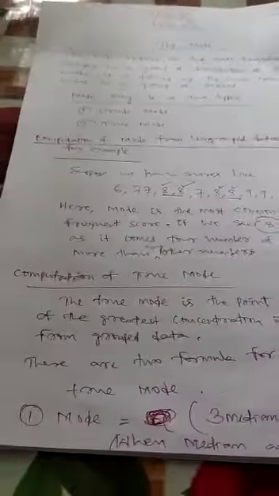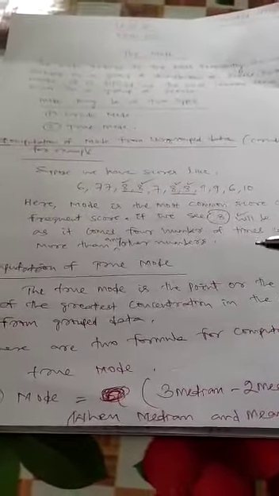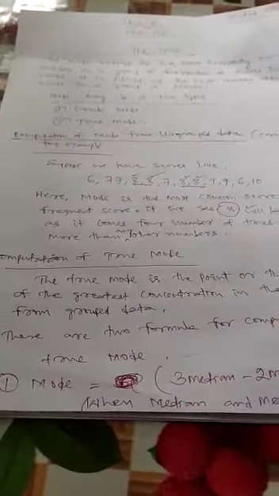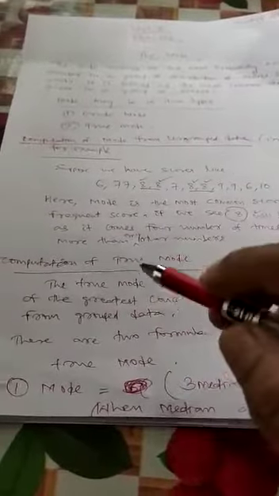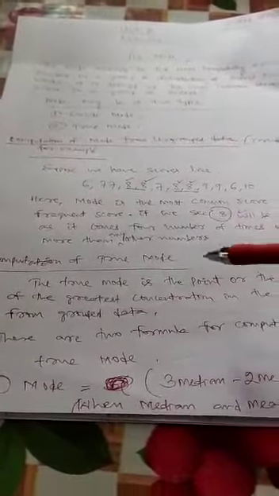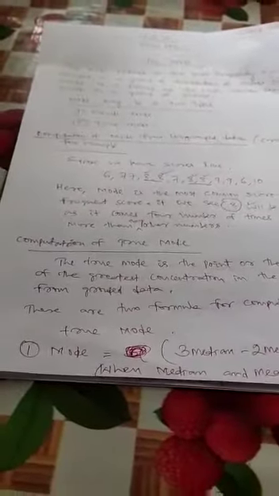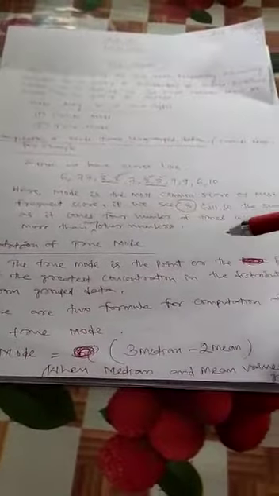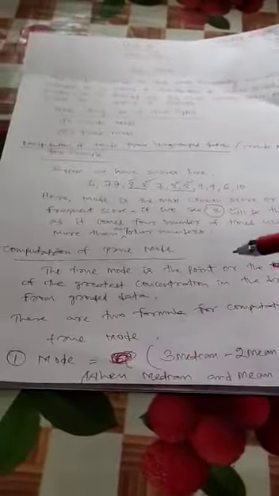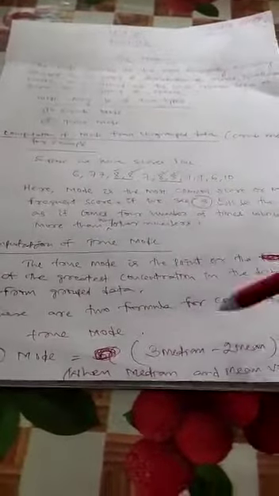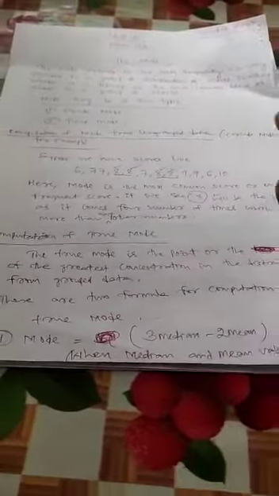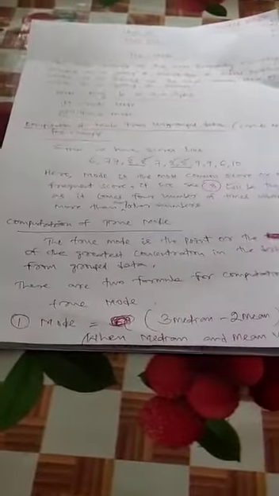But when we are going to compute the true mode, there are two methodologies or two formulas. First of all, we must understand what is meant by true mode. The true mode is the point or the peak, peak means top, of the greatest concentration in the distribution from grouped data. Where the greatest scores are, where the highest frequency is, we can identify that the mode is there.